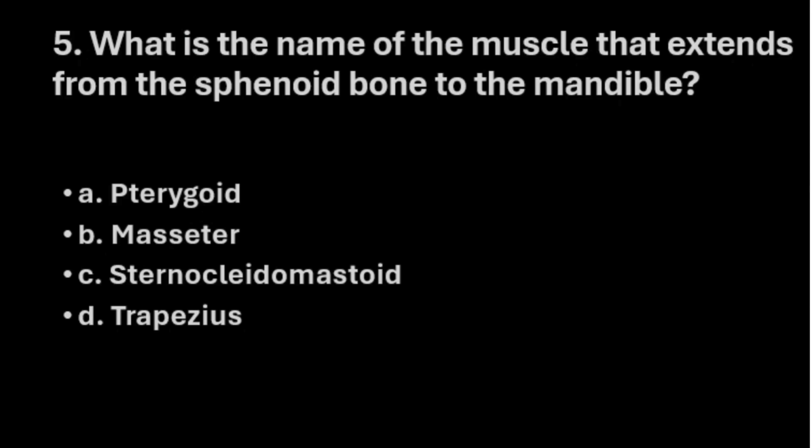Next question. What is the name of the muscle that extends from sphenoid bone to the mandible? Option A, pterygoid. Option B, masseter. Option C, sternocleidomastoid. Option D, trapezius. The right answer is option A, pterygoid.